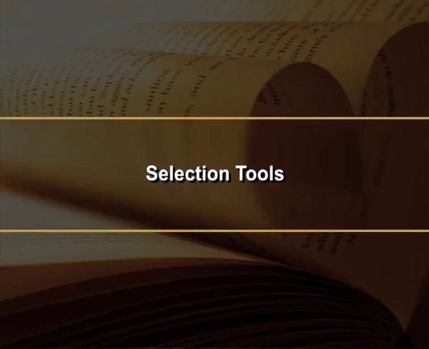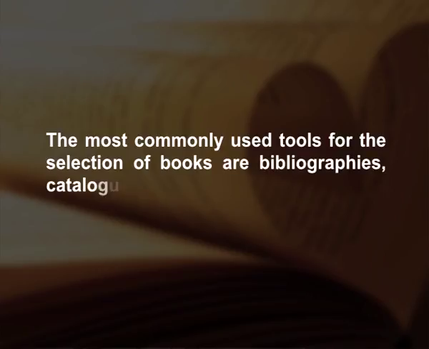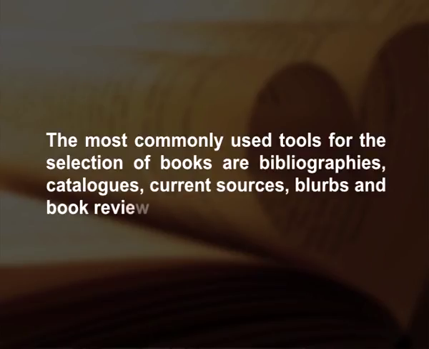Selection tools. The library professionals come to know of new books or e-resources through some sources. These sources are called selection tools. There are a number of such selection tools. The most commonly used tools for the selection of books are bibliographies, catalogs, current sources, blurbs, and book reviews. There are similar tools which can be used for the selection of digital materials, including databases. It is all the more easy to search the internet and locate the details of selection tools for different categories of documents.